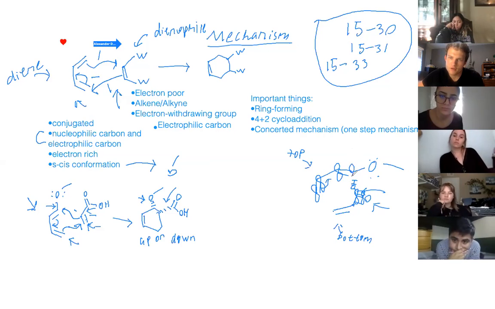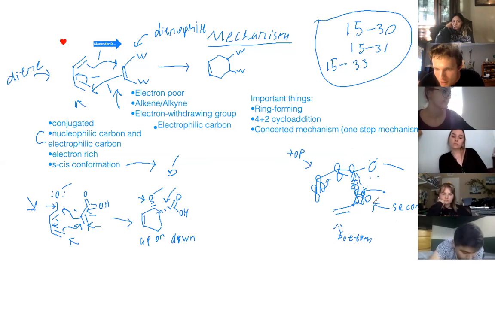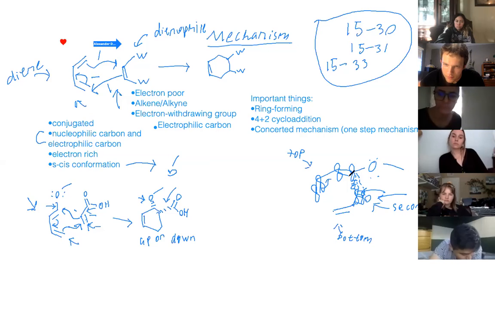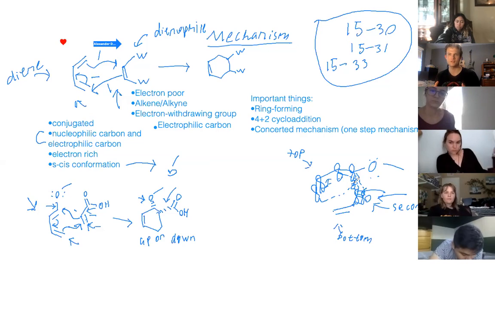And so you have all of this electron movement going on. It's a little bit hard to see. But basically the idea is that these p orbitals have what's called a secondary overlap, where the p orbitals in this guy overlap with the p orbitals in the conjugated system of the diene, and then that allows the transition state to be more stable. Does that kind of make sense?